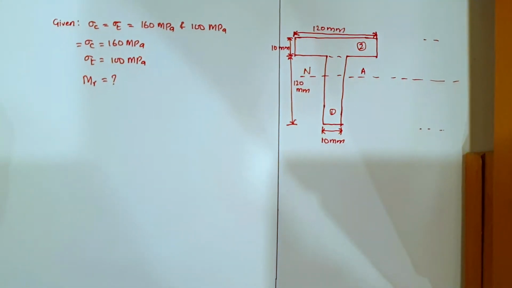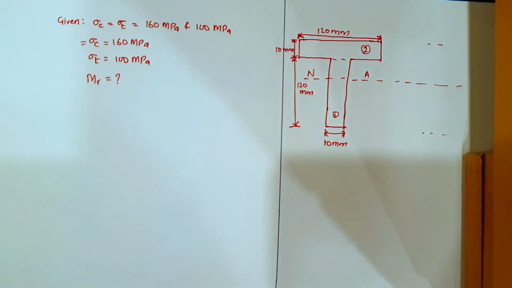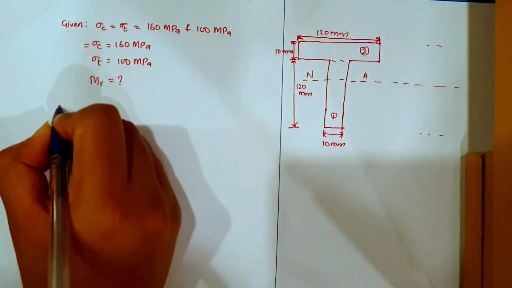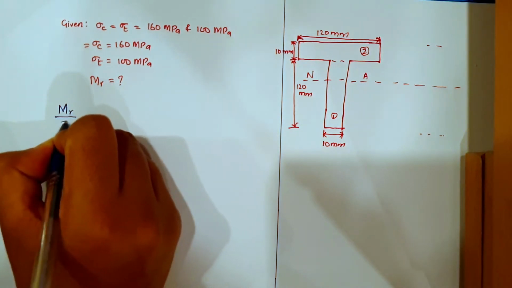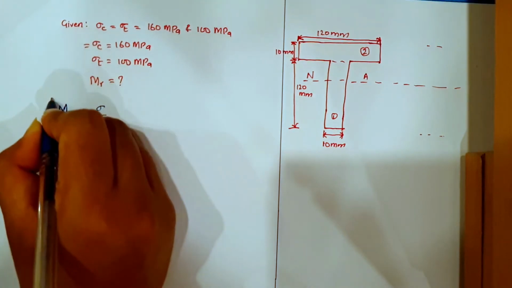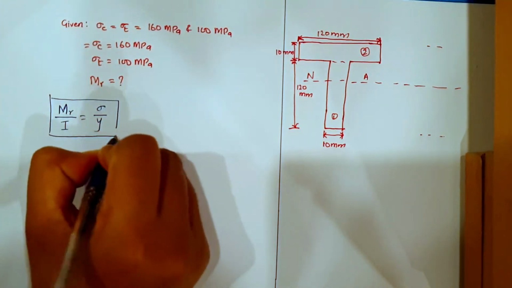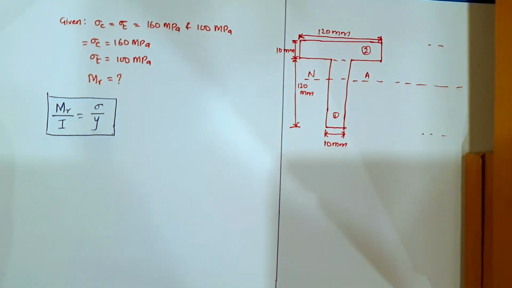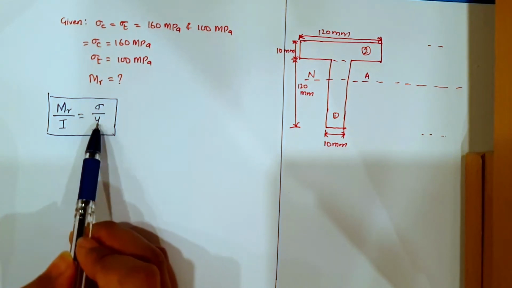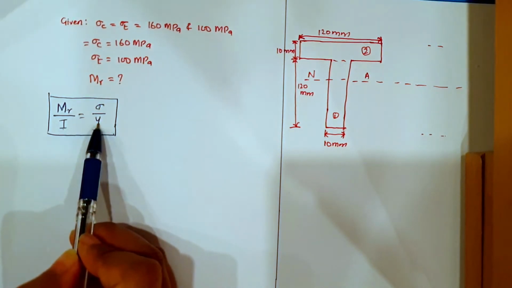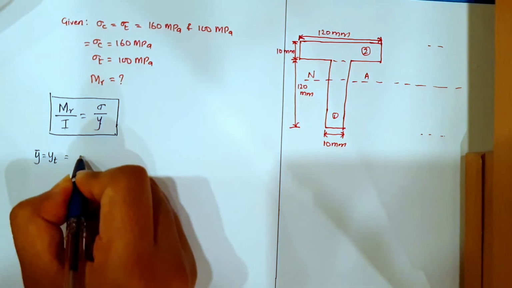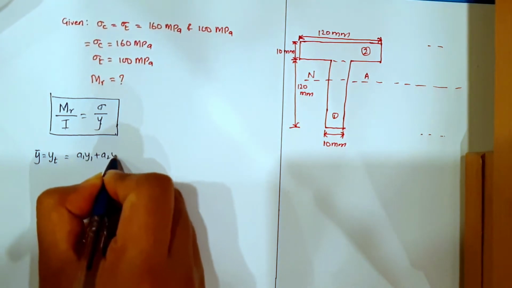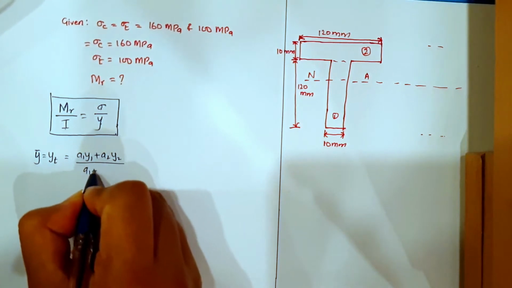Okay, so for this T section, let us see how we can determine MR. Now from the flexural formula, M by I equals to sigma by Y, we can find the value of MR here. Sigma is given, Y we need to find, I we need to find. To find Y for this T section, Y bar will be equal to YT, which will be equal to A1 Y1 plus A2 Y2 divided by A1 plus A2.